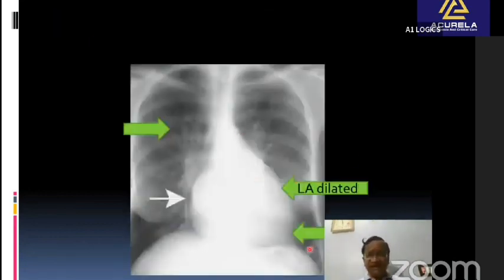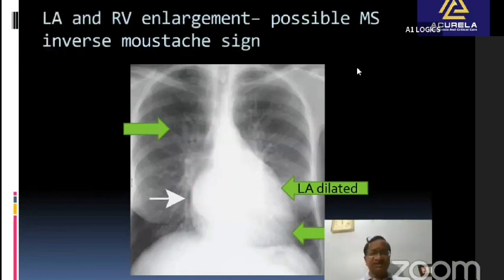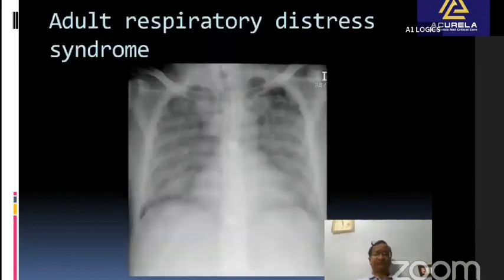But here you can see the LA is dilated, the LV slightly dilated. You can see this. This is a pulmonary congestion sign. This is the inverse mustache sign. LA is dilated, LV comes down like this. LV is not dilated, there is mild dilatation of that. Adult respiratory distress syndrome is well seen.